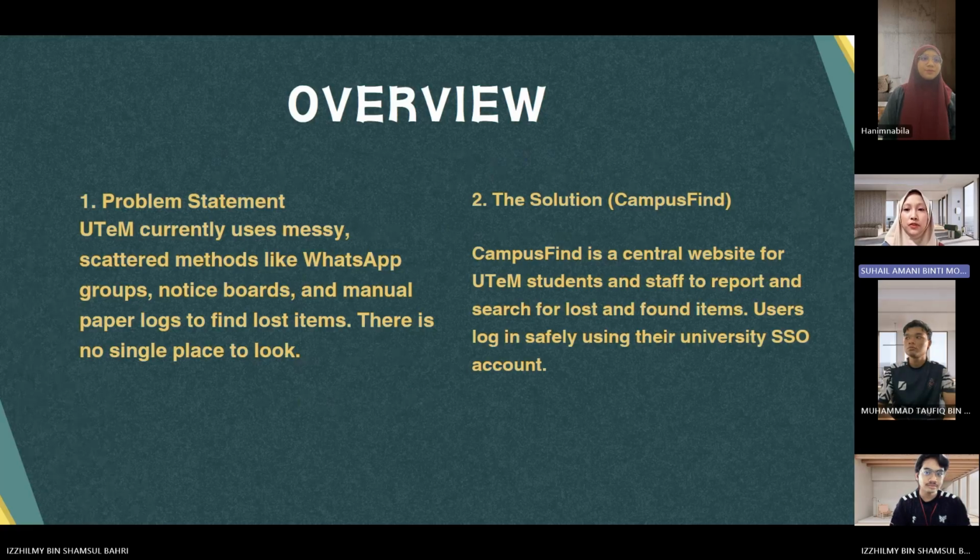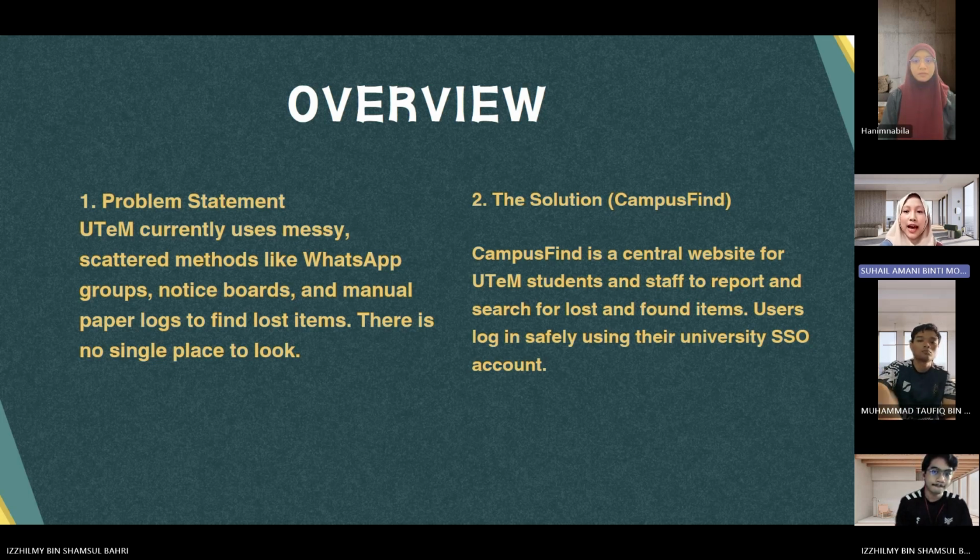For the overview, first let's look at the problem statement. Currently, UTM uses different methods such as WhatsApp groups, notice boards, and manual paper records to manage lost and found items. Because the information is scattered across different platforms, users often face difficulty finding their lost belongings. There is no centralized system where all reports can be accessed easily.